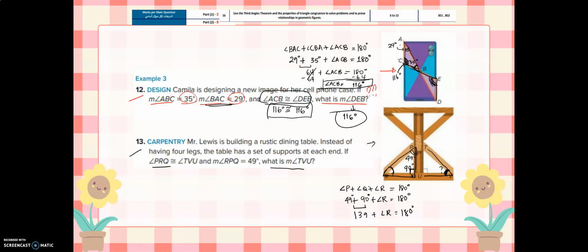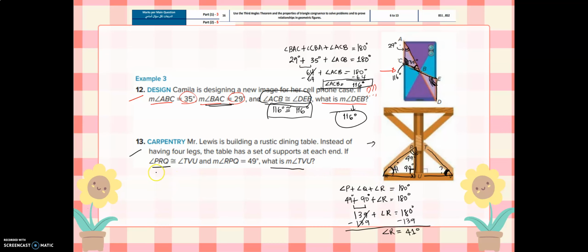So to find angle R, let me just calculate it. To find angle R, we need to subtract both sides by 139. So angle R would be 180 minus 139. So I have here the value of angle R is equal to 41 degrees. So this is 41 degrees.